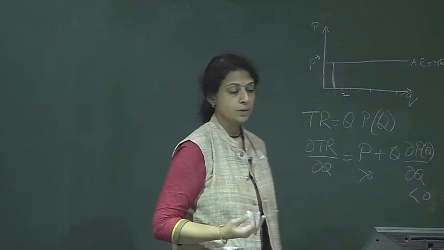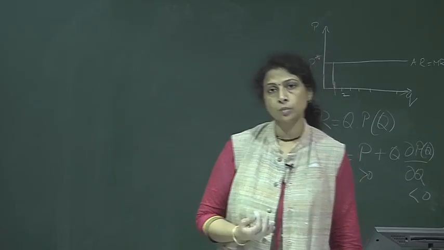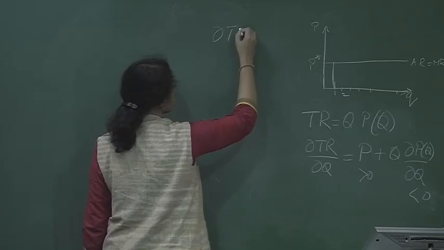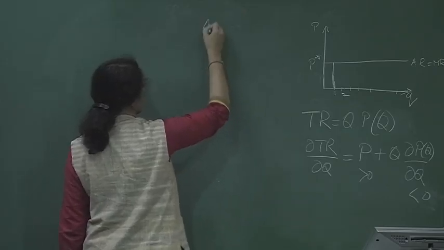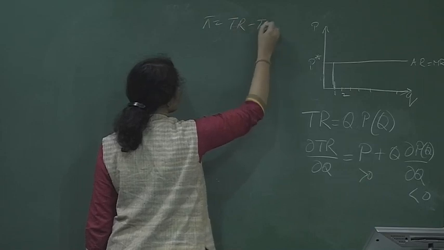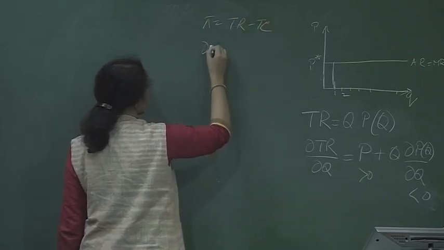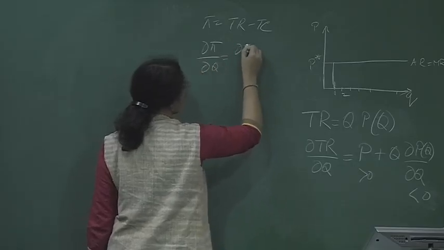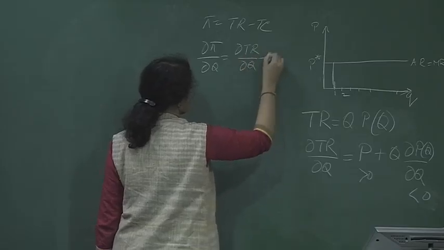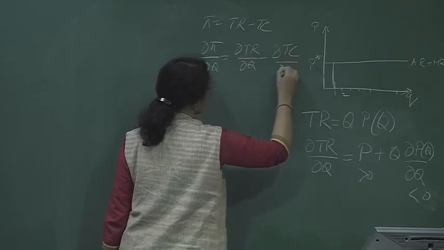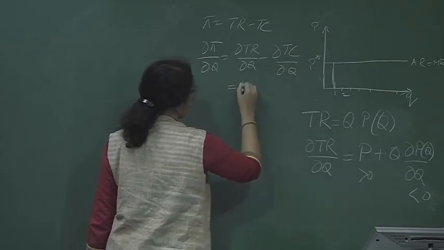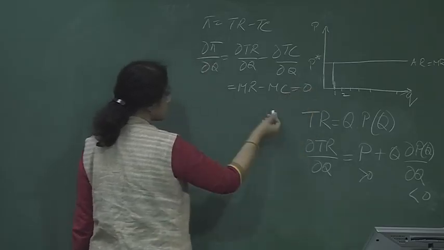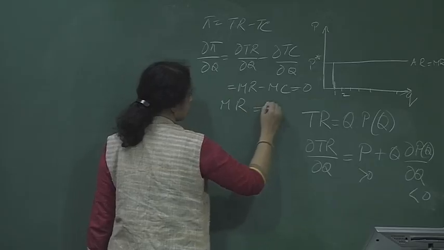So, when we say the profit maximization condition is the same here as in the case of perfect competition, that is because profit π is equal to TR minus TC. This is a quick recap: ∂π/∂Q is equal to ∂TR/∂Q minus ∂TC/∂Q, which is equal to MR minus MC, equal to 0 as per the first order condition, and so MR is equal to MC.